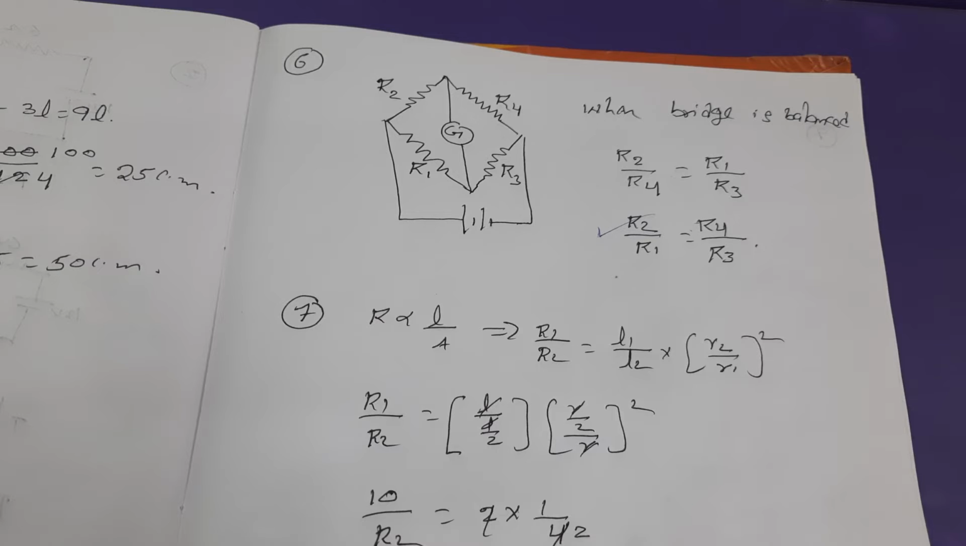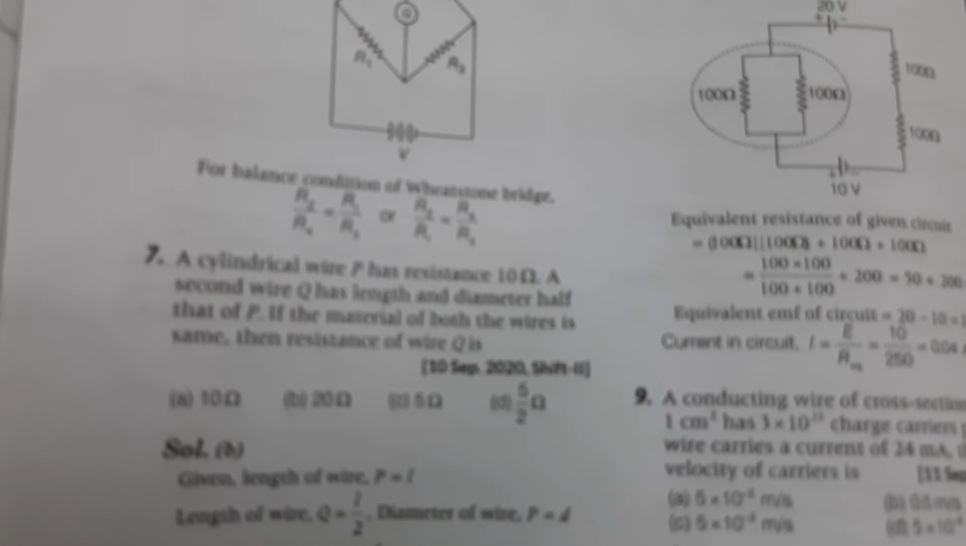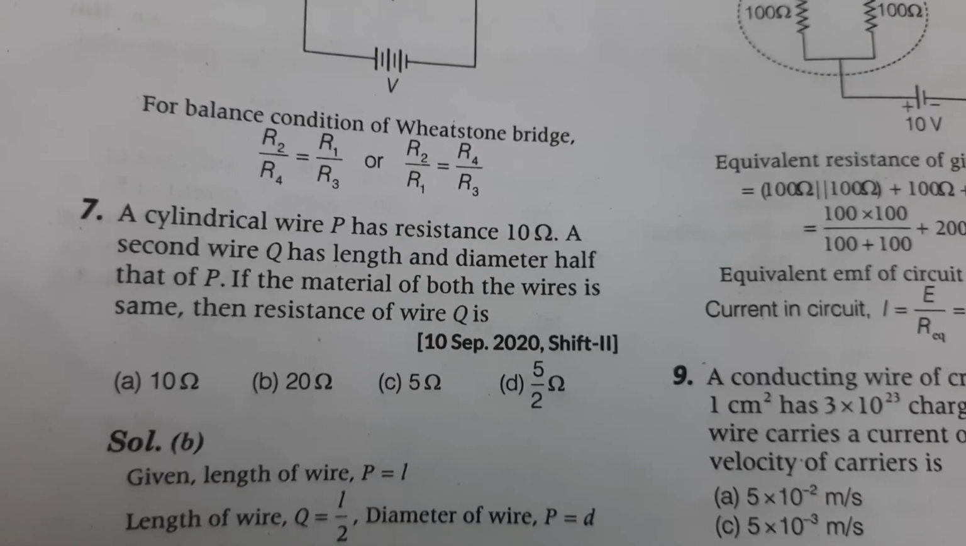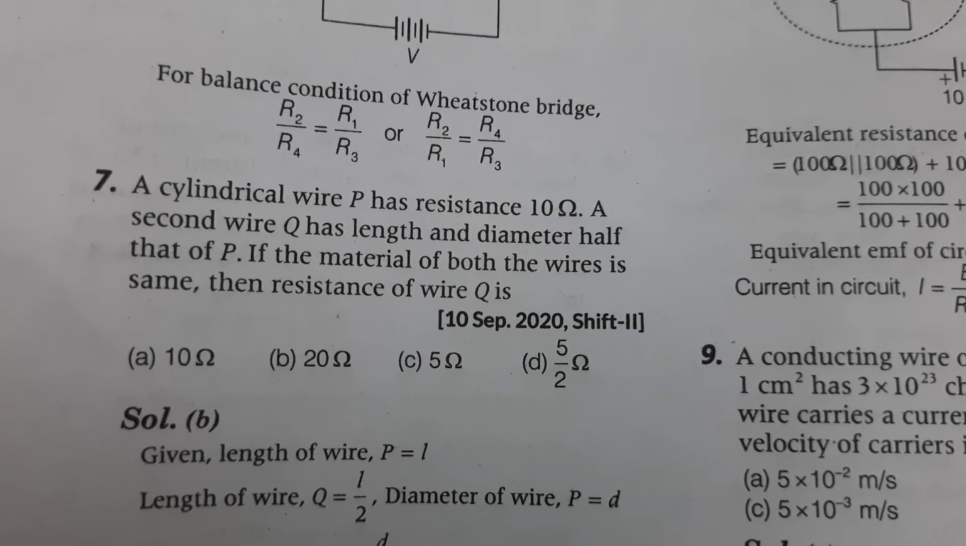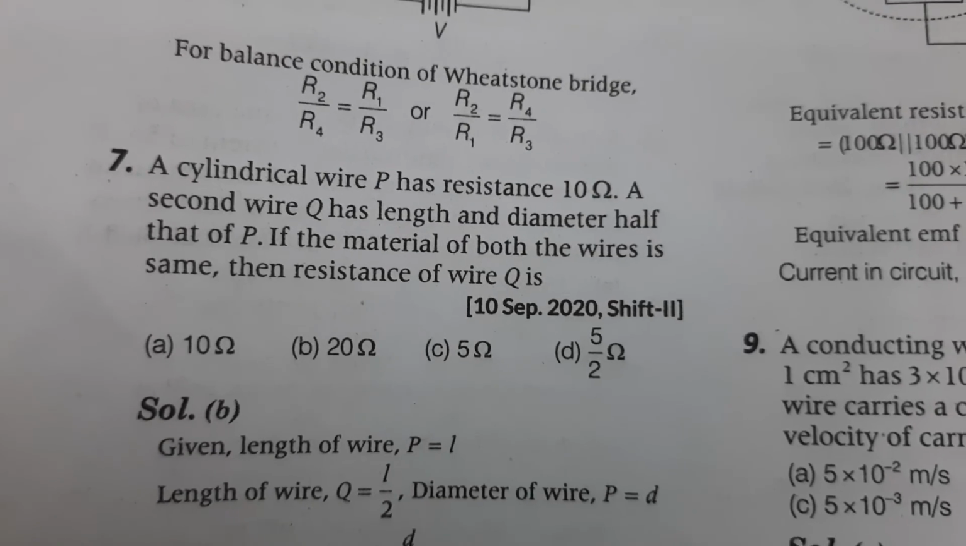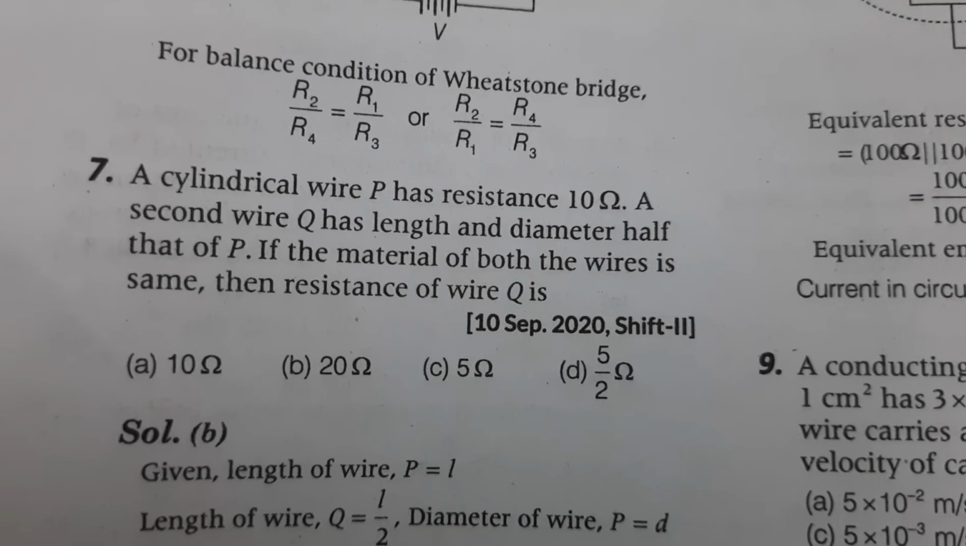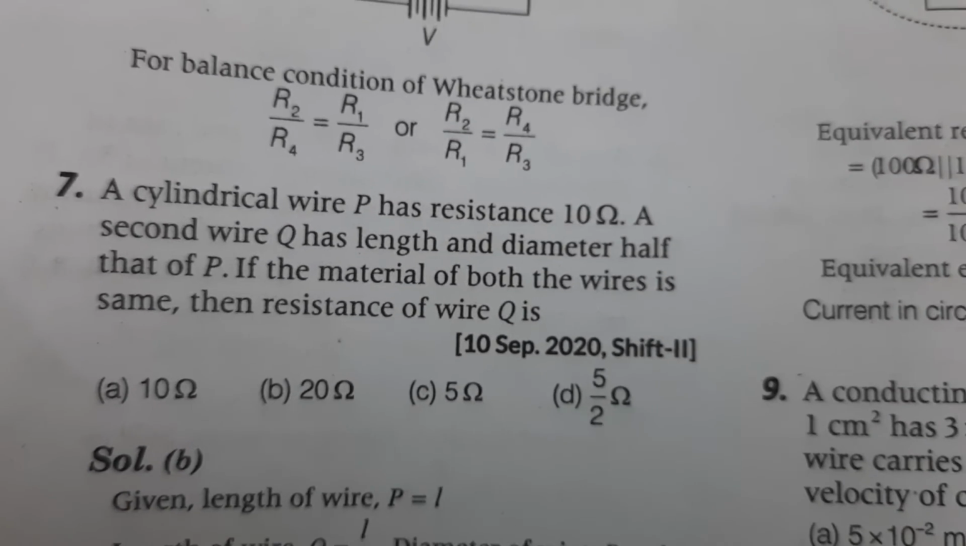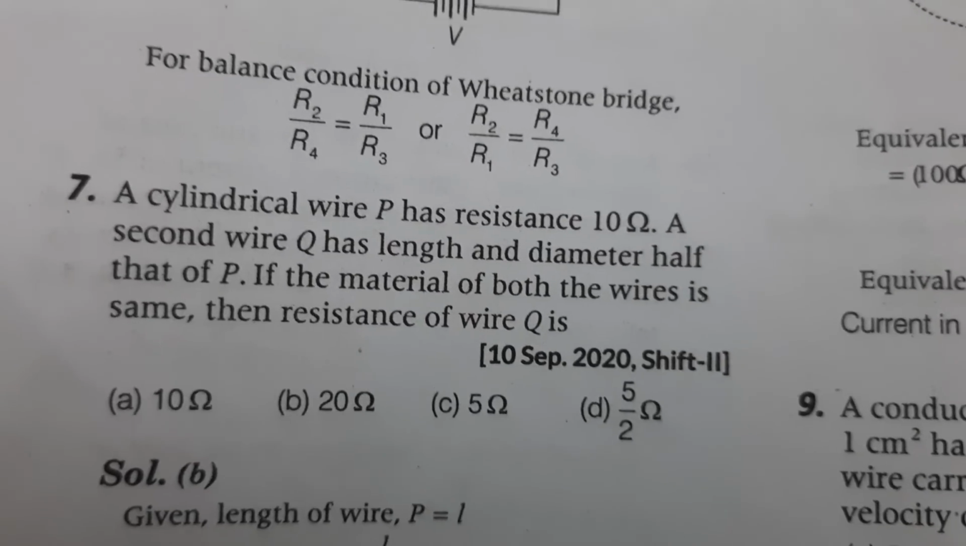Then our seventh question is also very easy. Based on this, they have given two wires. A cylindrical wire P has how much resistance? 10 ohms resistance is there. A second wire Q has length and diameter half of the first one. Both have the same material: if the first one is steel, the second one is also steel; if the first is copper, the second is copper. Which is constant? Specific resistance is constant. Then what do we have to find out? The resistance of the wire Q.